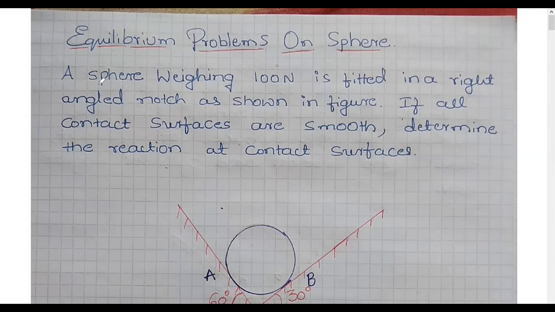Here you see they have given a sphere weighing around 100 Newton, fitted in a right angle notch. Notch means an opening provided at dams to allow the water to flow from the dam to the channels. Here they are asking us to determine the reaction at the contact surface. So we have to determine the unknowns which are present at the contact surface. So this is the problem that they have given.